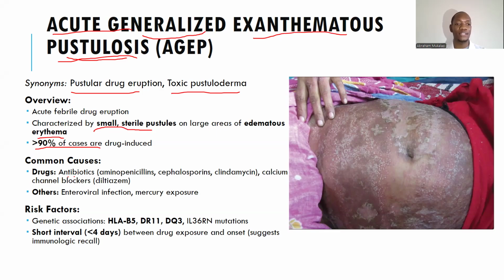The drugs that commonly cause it include antibiotics, aminopenicillins, and even clindamycin. Then there are the calcium channel blockers, like diltiazem, and environmental infections and mercury exposure can also give a similar reaction. So in AGEP, research has shown that it has been associated with particular genetic predisposition, including patients who have HLA, the human leukocyte antigen B51, DR11, DQ3, and an IL36RN mutation that has been associated with this reaction.